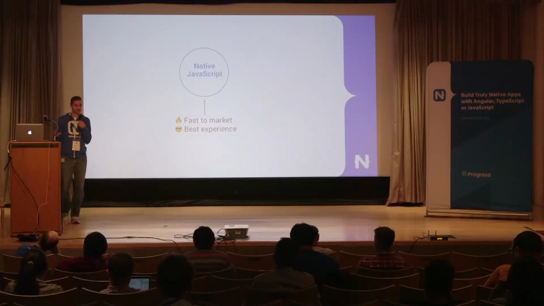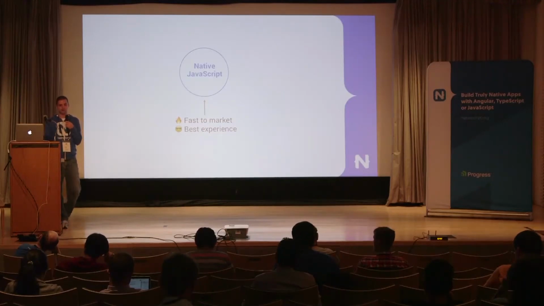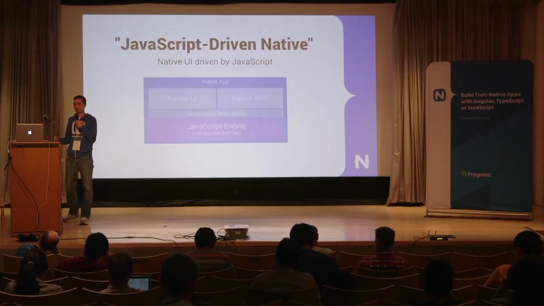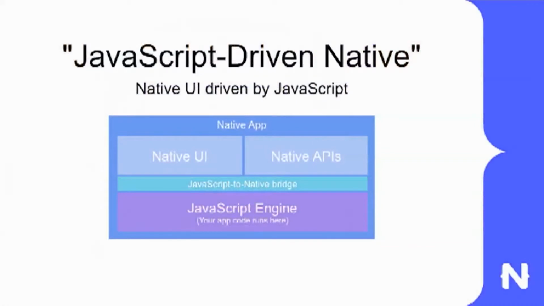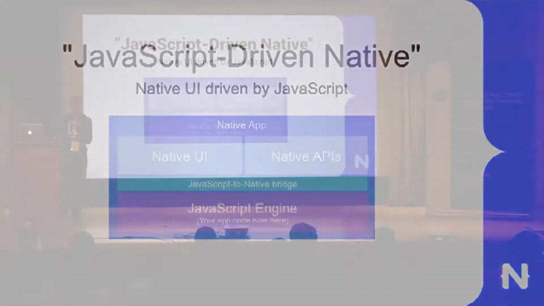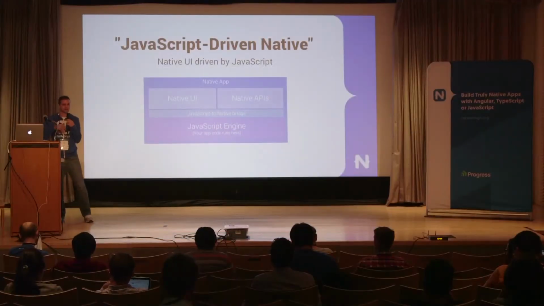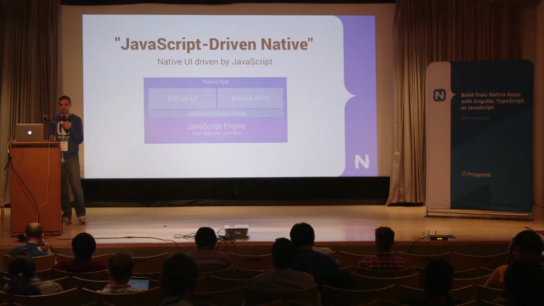Hence this family of native JavaScript frameworks that do let you get fast to market, give you that best experience, everybody's happy. So what is JavaScript-driven native? At its core, it is native UI that's driven by JavaScript. And all the frameworks we're going to talk about here briefly, they all have the same idea, where there's a JavaScript engine that's accessed on the device, and there's a bridge to native UI. And they all have some kind of code sharing in them. It varies a little bit.